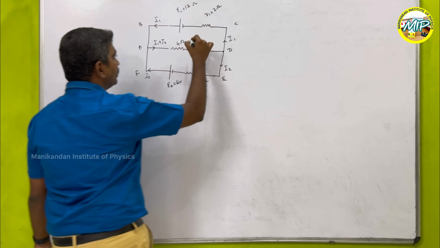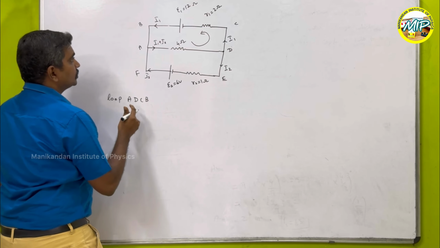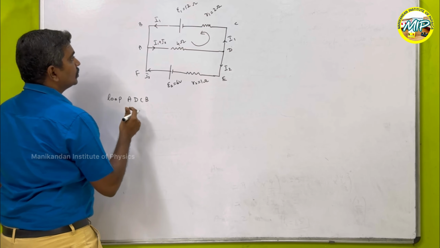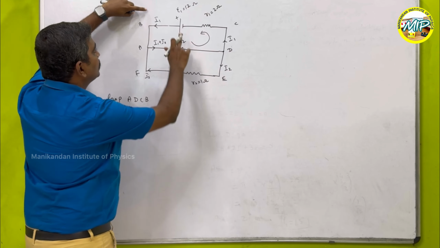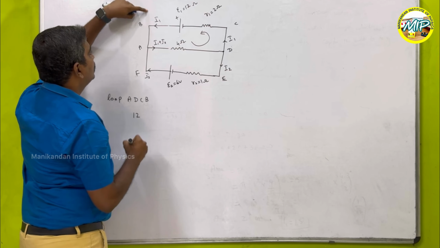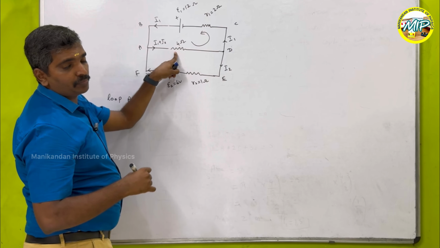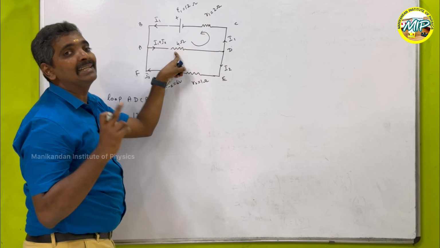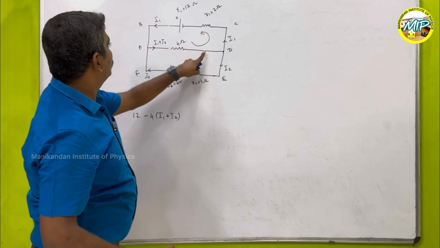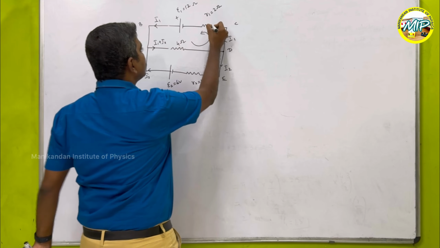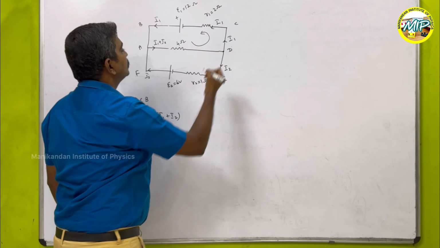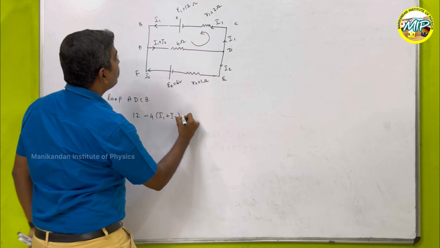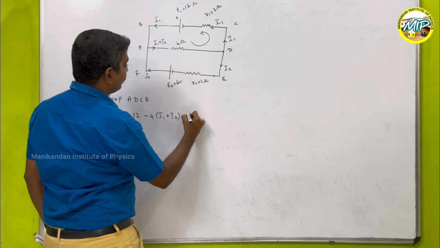This is my loop direction, the anti-clockwise direction, and the current is also in the same direction, so plus. Listen carefully: the current leaving from here is 12. The loop direction and the current through the 4 ohm resistance are in the same direction, so subtract: minus 4 times (I1 plus I2). With respect to this resistor, the current is also in the same direction, so the potential drop across this is minus 2 times I1, equal to 0.